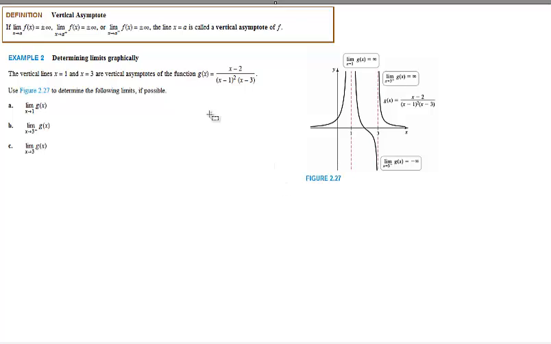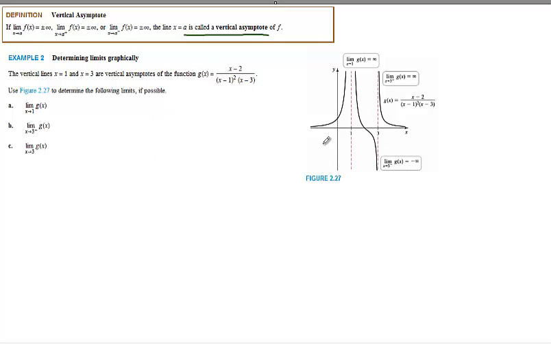Here we have the formal definition of a vertical asymptote. A vertical asymptote, we have, if I have a limit that exists, that means that the left and the right limits, if they're going to positive or negative infinity, are called, this x equals a line is a vertical asymptote.